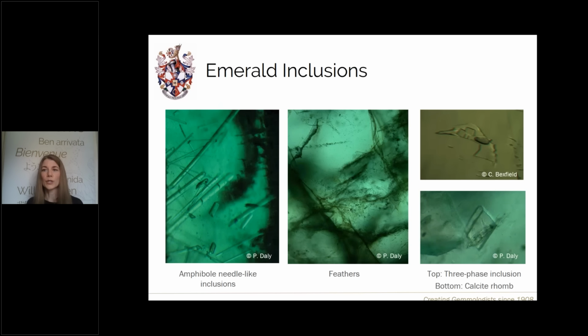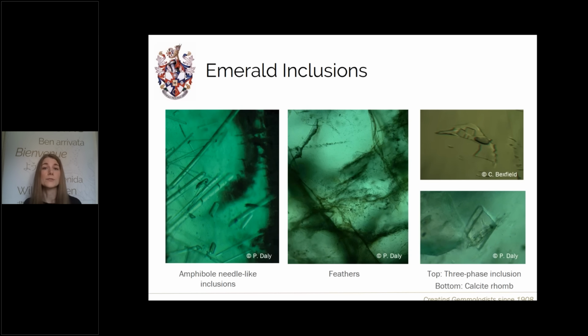Looking at emerald inclusions. Now, why are we looking at inclusions to begin with? Well, firstly, they're of great interest to gemologists. They're really interesting to dive into and investigate. But also, inclusions can tell you a lot of things about a gemstone. Firstly, they can tell you whether something is natural or if it's been created artificially in a lab. And these inclusions can really differ greatly between your natural inclusions and your artificial ones.